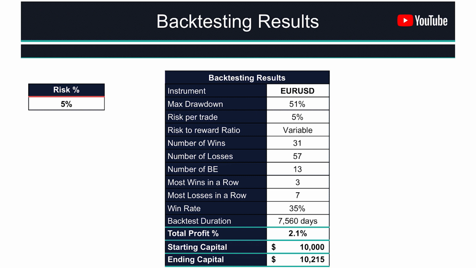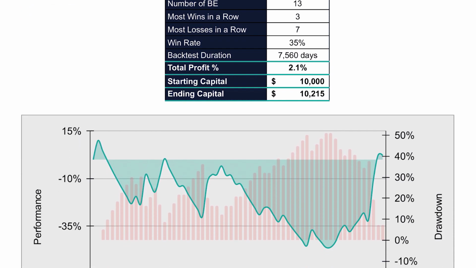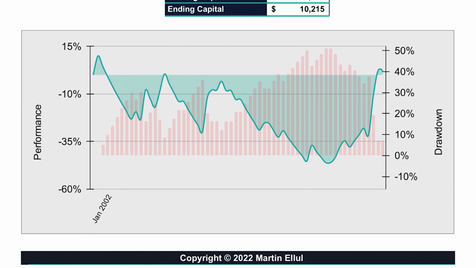So obviously, if you would have started with $10,000, you would have ended up with a small $10,215. So this strategy is not great on the daily time frame, especially over the long term. I think we were missing a lot of big waves just because our stop loss was way too aggressive. So I think it would work much better on a lower time frame.